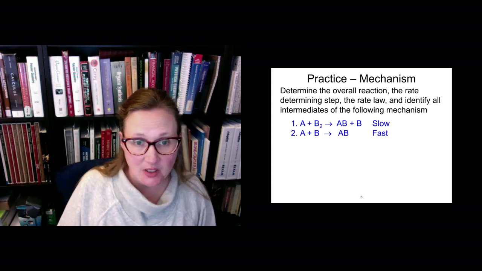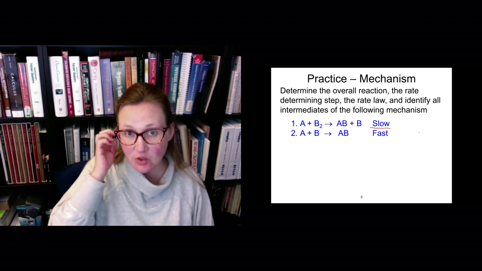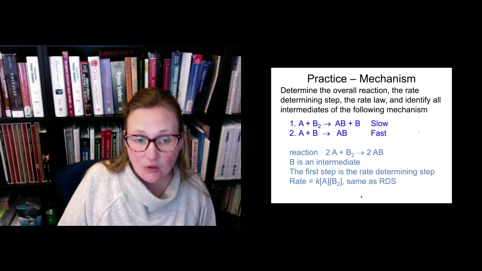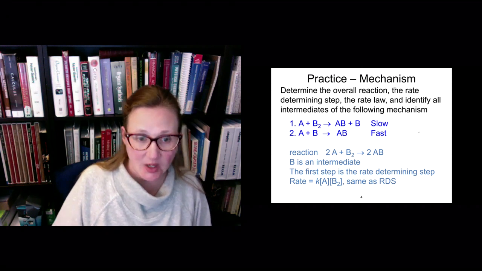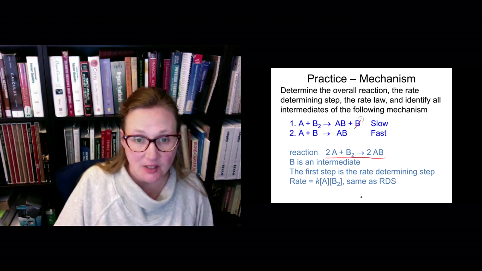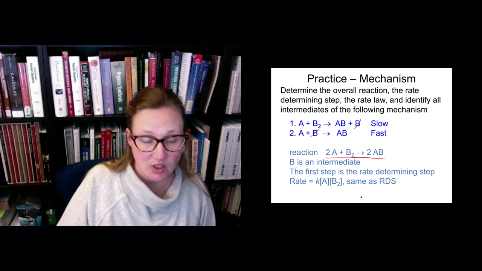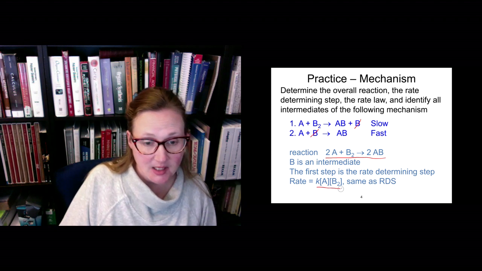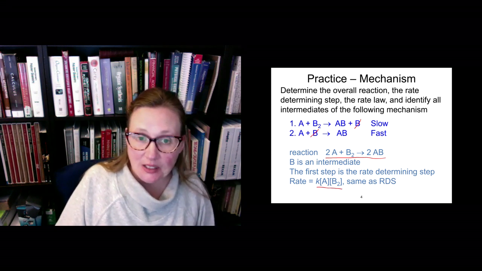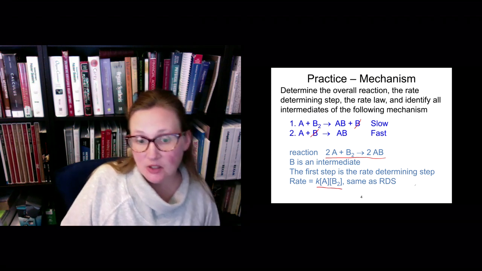All right, so let's look at this mechanism. We have A plus B goes to AB plus B. That's the slow step, the rate determining step or rate limiting step. If the slow step is the first step, then the overall rate is the rate of the rate determining step. What I mean is this is the overall reaction because B is an intermediate. The first step is rate determining, which is rate equals k times A times B2. Notice that there's no intermediate in the rate determining step, and so the overall rate is described here as the rate determining step.